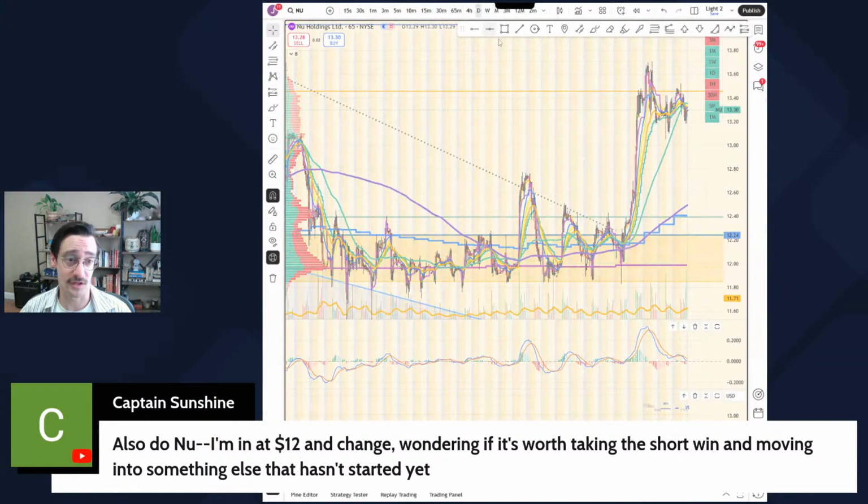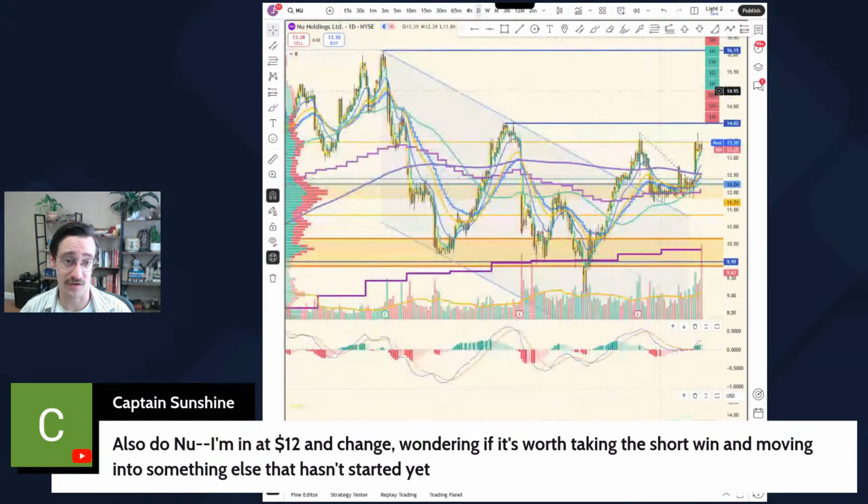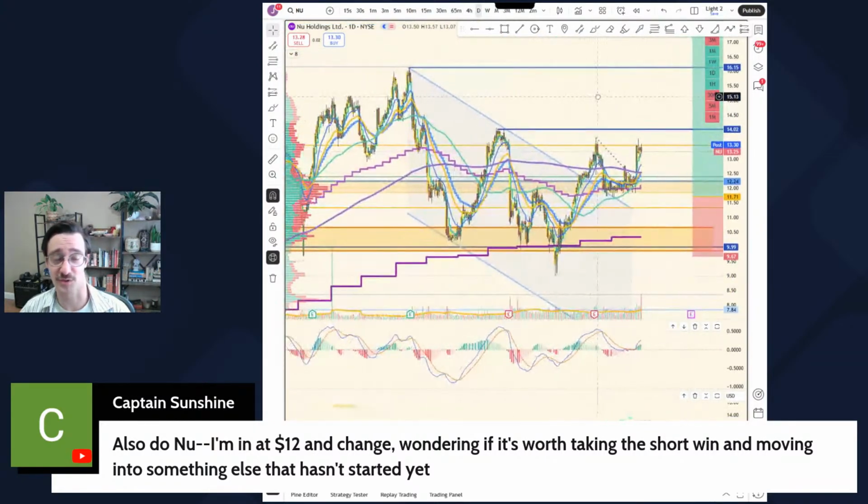Yeah, I love the stock. Love the chart. I think it's got a great narrative. I like having exposure to Latin American markets. I like having exposure to, what do you call it? Fintech. There you go. I think that they have a lot of potential.